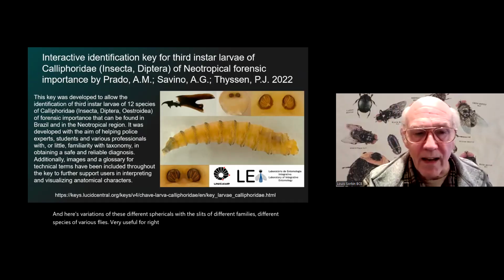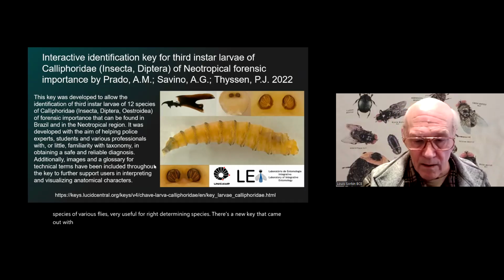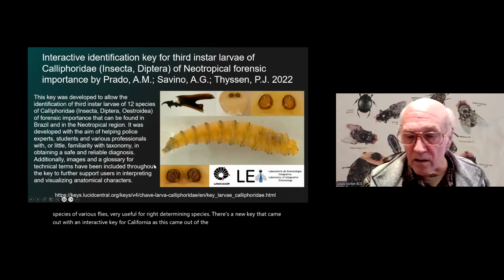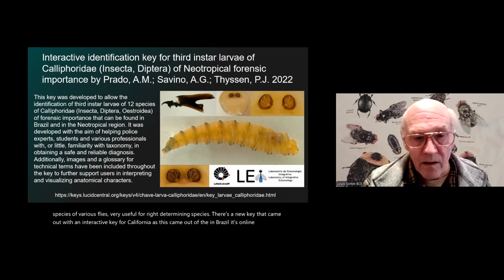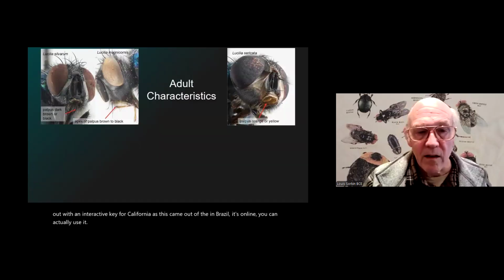There's a new key that came out. It was an interactive key for Calliphoridae. This came out of Brazil. It's online. You can actually use it interactively.